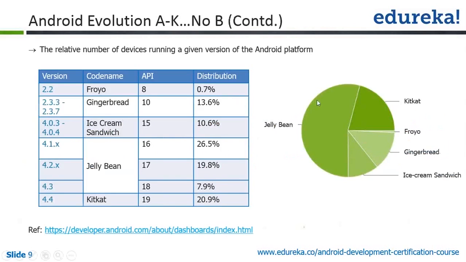You can see what exactly is the percentage of each version available in the market. If you talk about Froyo, it had only 0.7% of the distribution. Then you had Gingerbread, which was 13.6%. Similarly, ICS was 10.6%. Now if you take a look at KitKat, you can see that it is governing around 20% of the distribution of the operating system. That is a high percentage, right? If 20% is running on KitKat, that means one-fifth of my user base is making use of KitKat as an operating system.